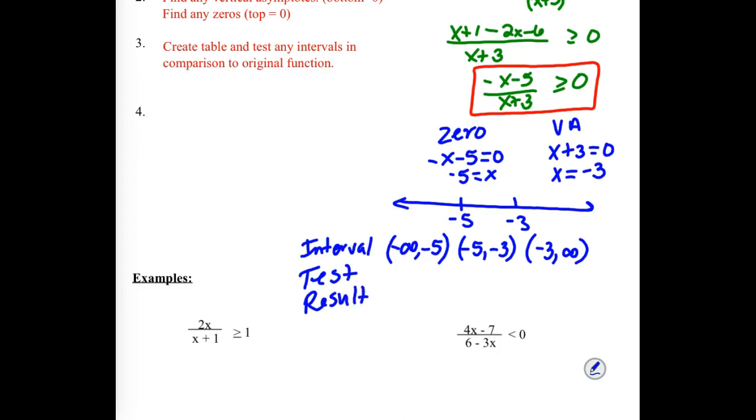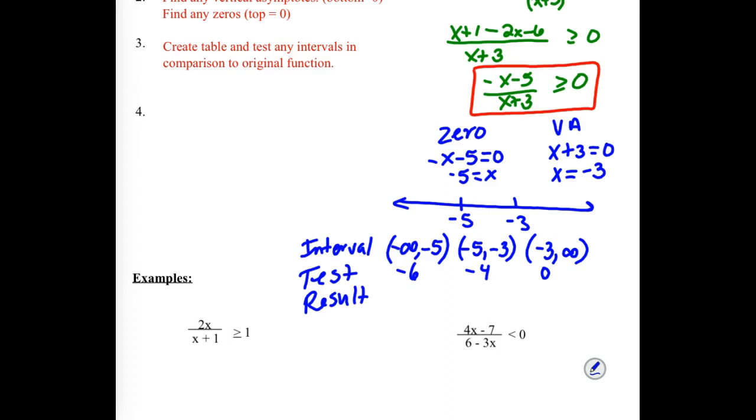All right, so what's a good test point to the left of -5? -6 we could use. Okay. What's a good test point between -5 and -3? -4. And a point between -3 and positive infinity. 0 is an easy one, right? Easy to plug zeros in. Okay. So going through, again, all I really care about is, do you get a positive or negative result?